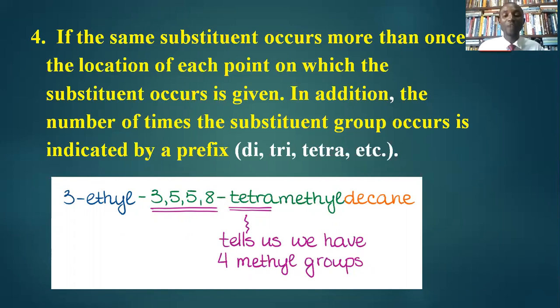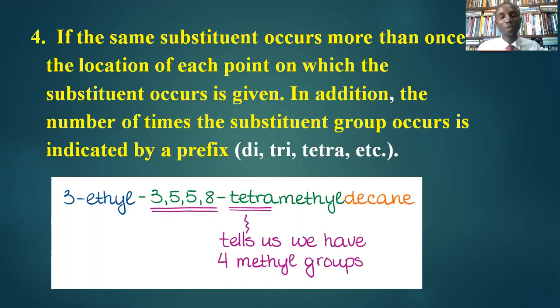So the compound altogether is 3-ethyl-3,5,5,8-tetramethyldecane. The longest chain there is 10 carbon atoms, which is decane. So tetra tells us that we have 4 methyl groups in that particular compound. That is the name. So tetra is telling us that it's 4.